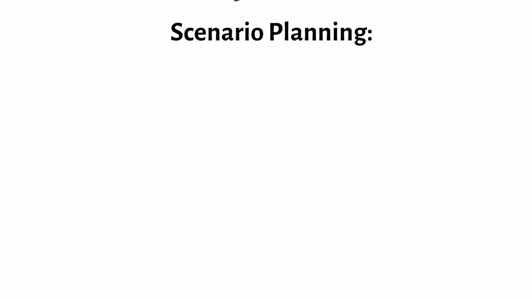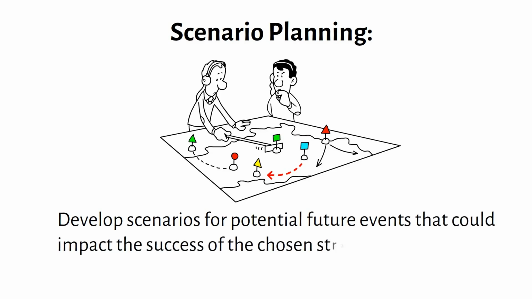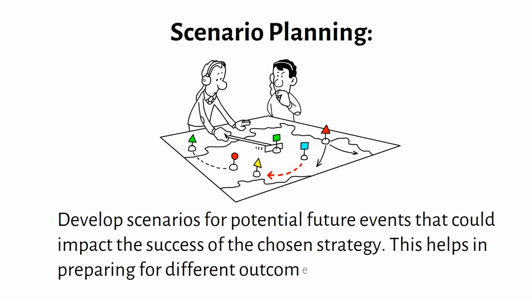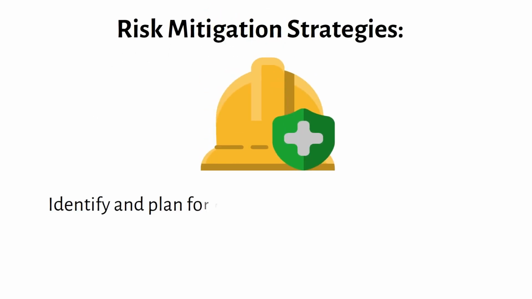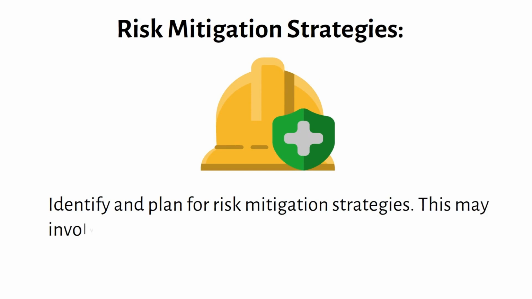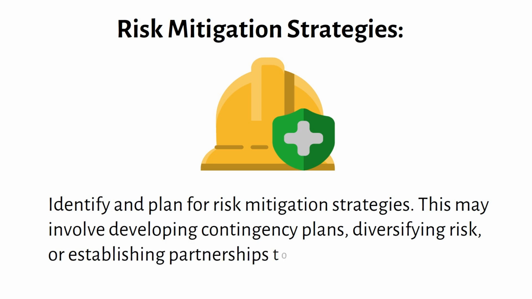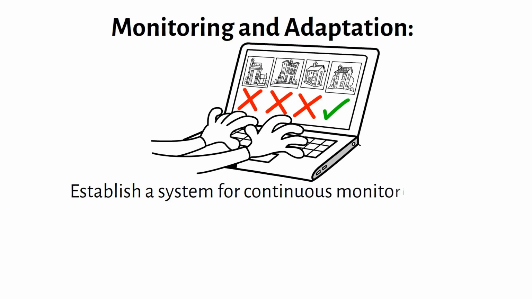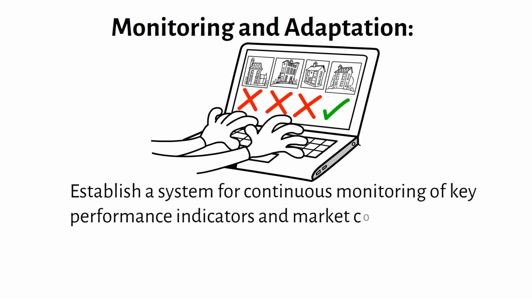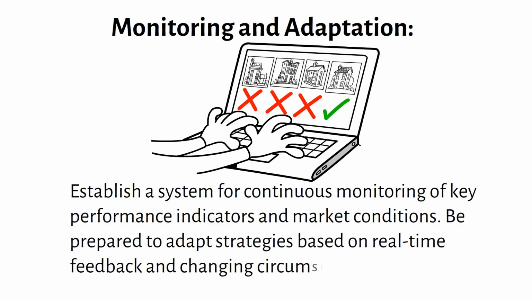Scenario planning. Develop scenarios for potential future events that could impact the success of the chosen strategy. This helps in preparing for different outcomes. Risk mitigation strategies. Identify and plan for risk mitigation strategies. This may involve developing contingency plans, diversifying risk, or establishing partnerships to share potential burdens. Monitoring and adaptation. Establish a system for continuous monitoring of key performance indicators and market conditions. Be prepared to adapt strategies based on real-time feedback and changing circumstances.